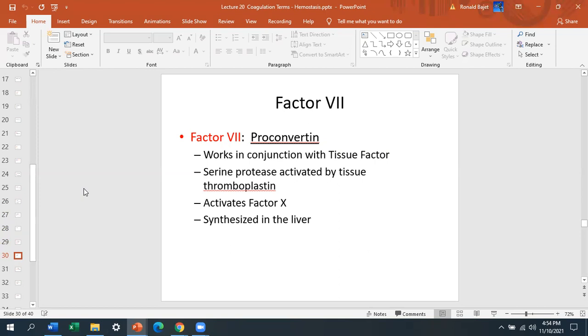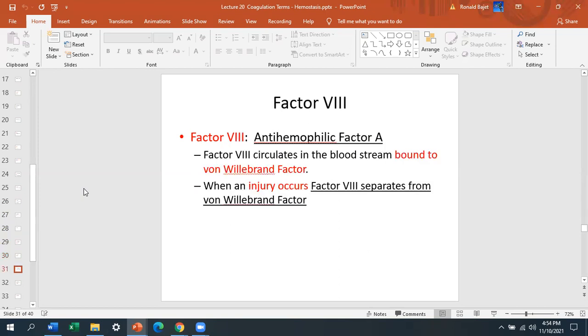Most of these factors are made in the liver. Factor 8 is anti-hemophilic factor, also known as anti-hemophilic factor A. And this actually circulates in the blood as a complex because it's bound to what's called von Willebrand's factor. I'm going to be talking about that in the coagulopathies lecture. So when an injury occurs, the complex of factor 8 plus von Willebrand factor will separate.